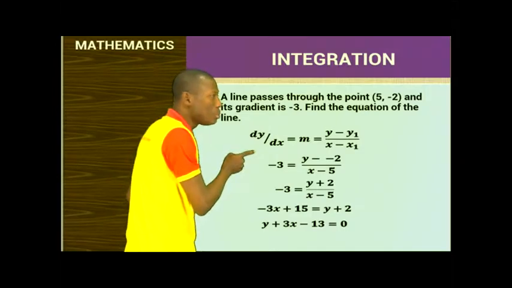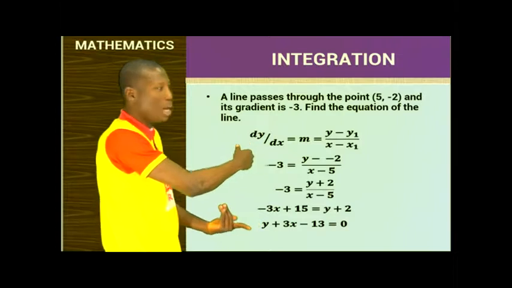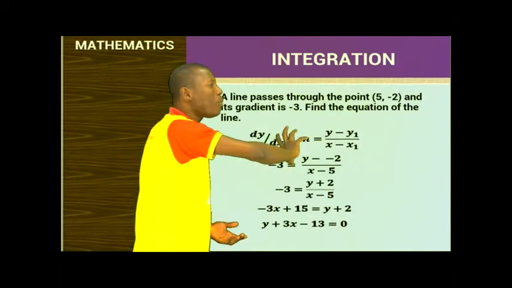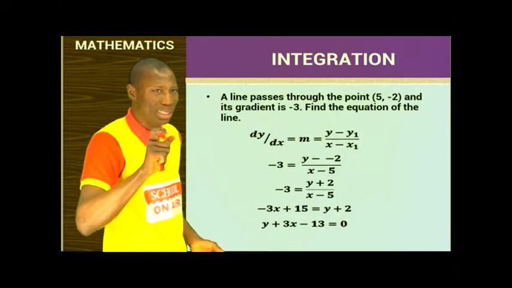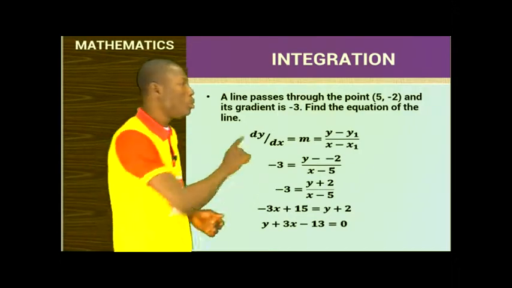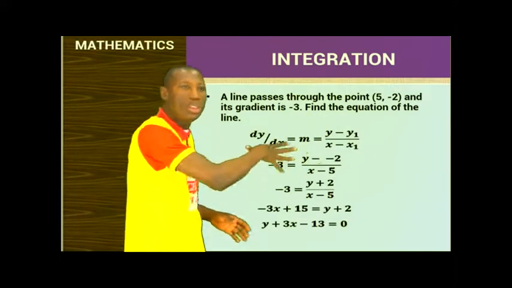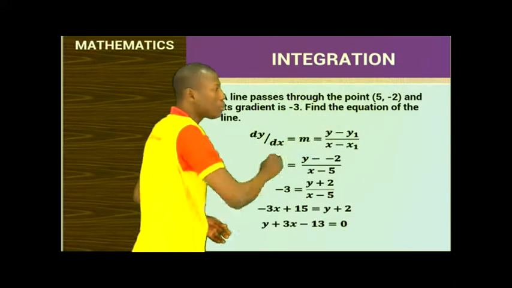Now, the gradient, dy/dx, we can use m at times to represent it. We normally use m as the gradient. When you have two coordinates and you want to find m, to find the equation of a line, you have m is equal to (y minus y1) all over (x minus x1). This one is a formula.